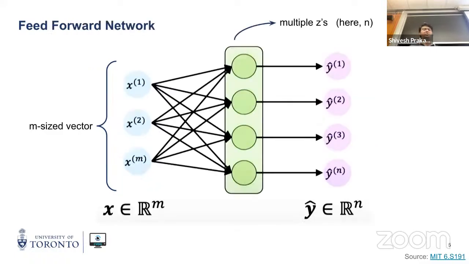So let's come to feed-forward network. Here again, we have an m-sized vector, but instead of having just one z value, we have multiple z values. Here we have n z values, and then again we send their output to their corresponding activation functions, and the output of those activation functions are our target values. So here we have n target values. Any questions so far?